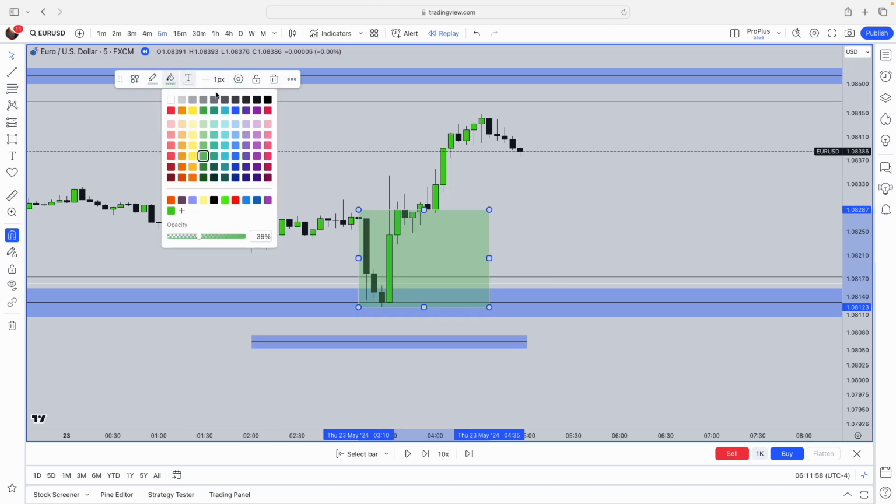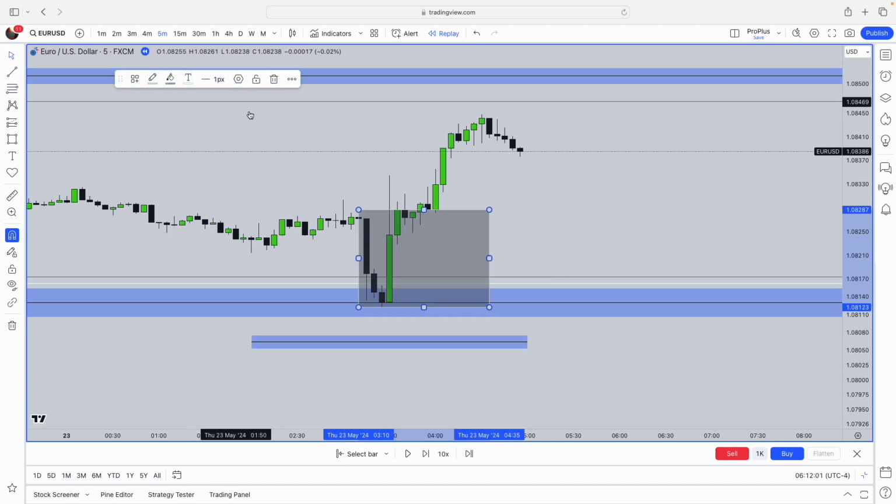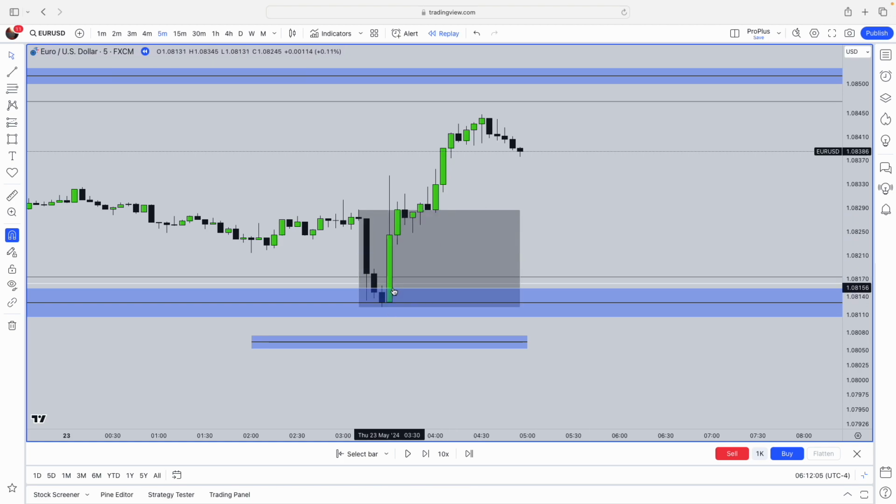Actually, I don't like green. Don't like that colour. Let's do grey. Okay, so this is a bullish order block. So price runs lower, change state delivery here. Look at price to the exact tick of the consequent encroachment of that 4 hour BISI.